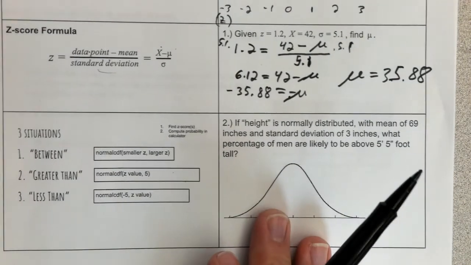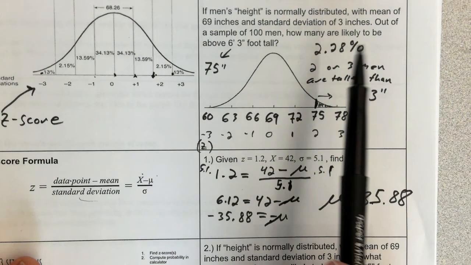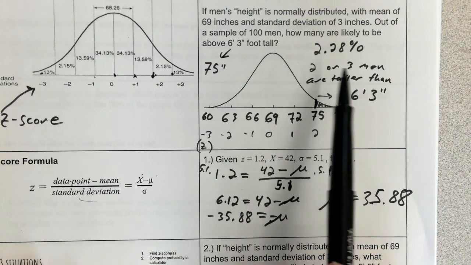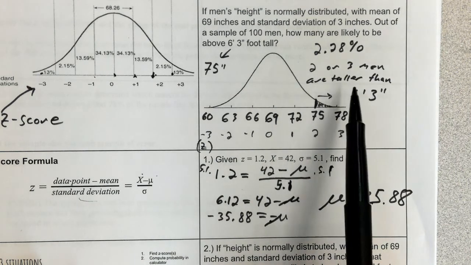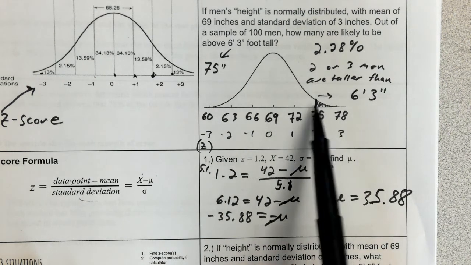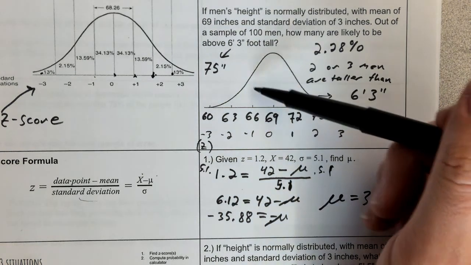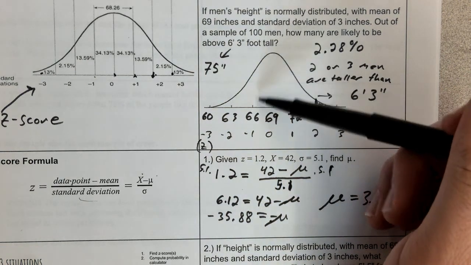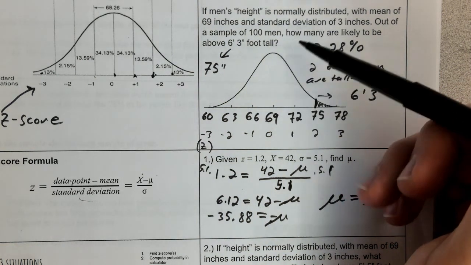All right. Now, we did a problem up here where we were trying to figure out how many men were greater than a certain height. Okay. But we could ask questions like how many men were less than a certain height, like maybe less than 67 inches, for example, or 66 inches, something like that.